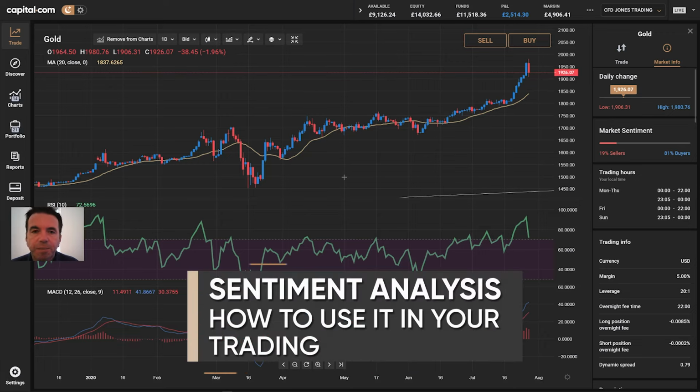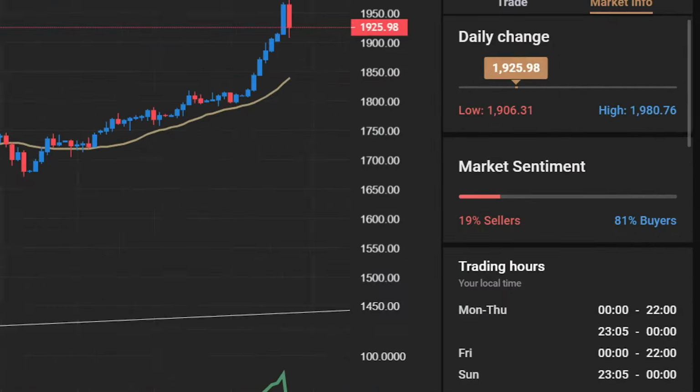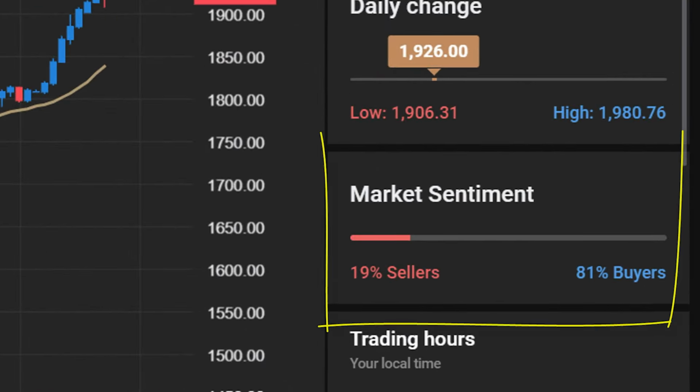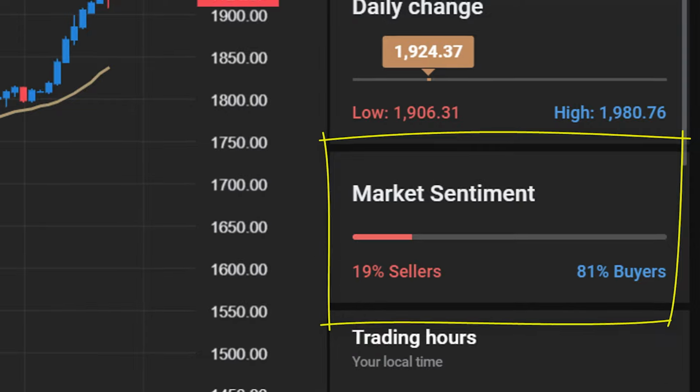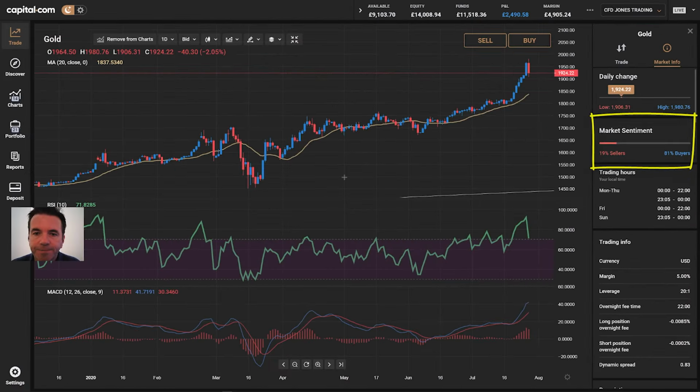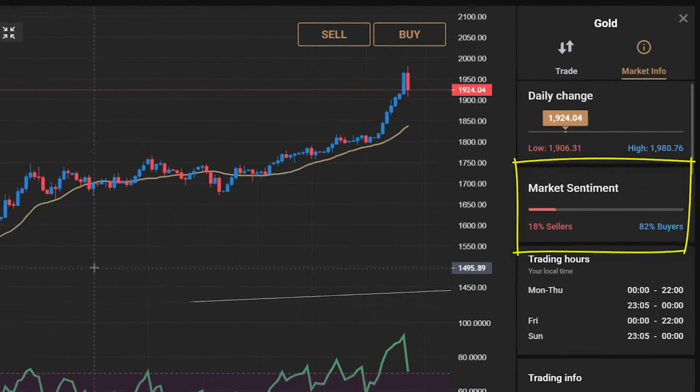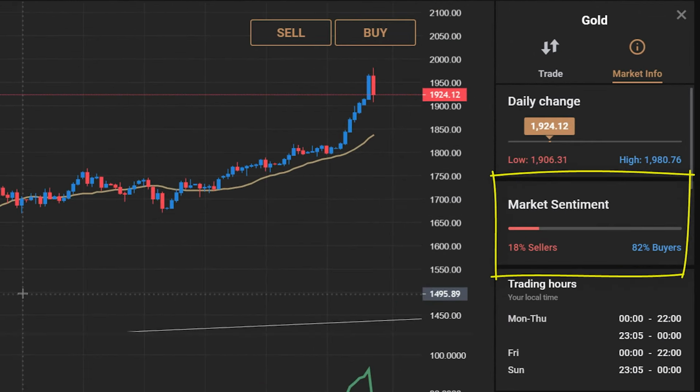We all know that sentiment plays an incredibly important part when it comes to financial markets, but how can you use the market sentiment tool, the breakdown between buyers and sellers, to better analyze markets and increase your chances of a profitable trade? We've had a few requests lately to take a look at our market sentiment tool. So this is what we're going to do in this video.